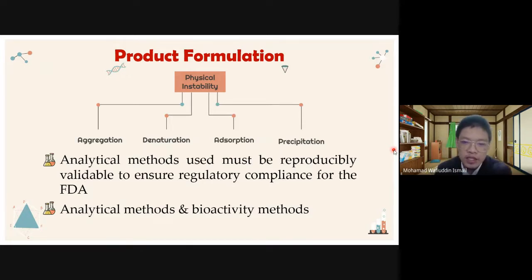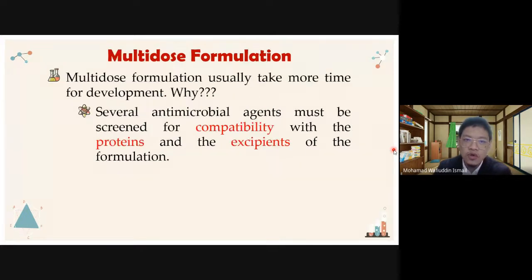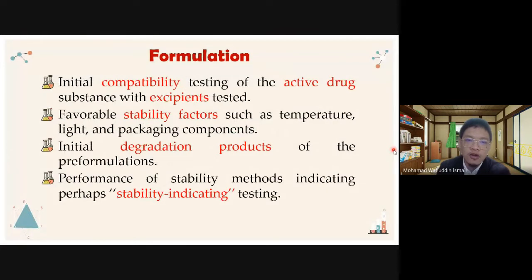The analytical methods used must be reproducible to ensure regulatory compliance for the FDA, covering analytical methods and bioactivity methods. So for formulation: initial compatibility testing of the active drug substance with the excipients tested; favorable stability factors such as temperature, light, and packaging components; initial degradation product of the pre-formulation; and performance of stability method, meaning stability indicating testing.